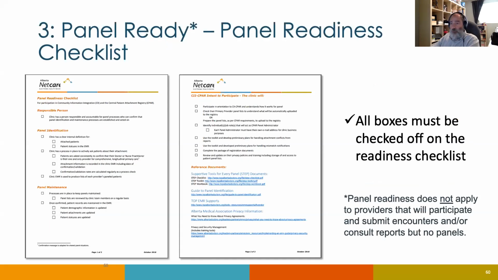The third thing on the list of prerequisites was panel readiness, and we have a checklist for that. If clinics can go through the panel readiness checklist, again, available on our website, and check off all the boxes, then they're in great shape to move ahead with CII CPAR. And if they need some help, there's references to a whole bunch of supportive tools on our website that can help them with their panel processes.